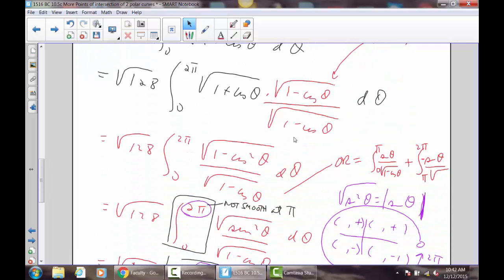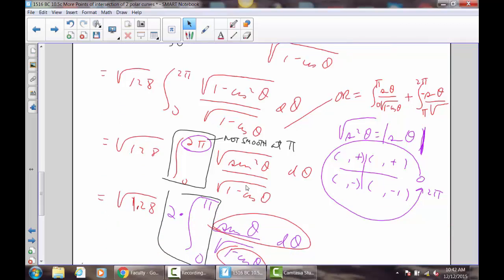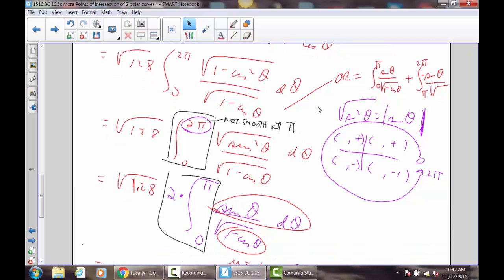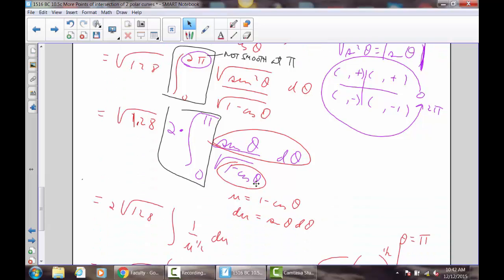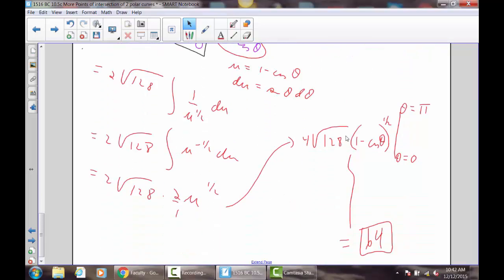Okay, but if we do follow through with this, if I multiply the tops, I get the square root of 1 minus cos squared over the square root of 1 minus cos. At that point, you would say 1 minus cos squared is sine squared. The square root of sine squared is sine theta. And you would then be able to let u equal the contents of the radical. The derivative would be sine theta d theta. You're actually looking at 1 over u to the half, and you integrate that, and so on. And remember, it's 2 times 0 to pi, so it's 2 times that, 2 here times the square root of 128, and you will get 64.